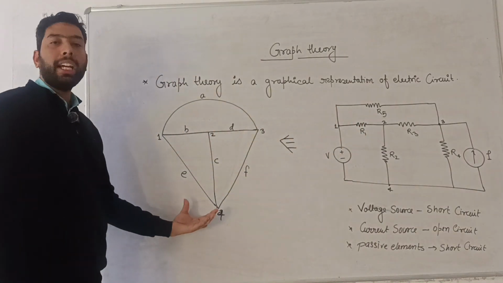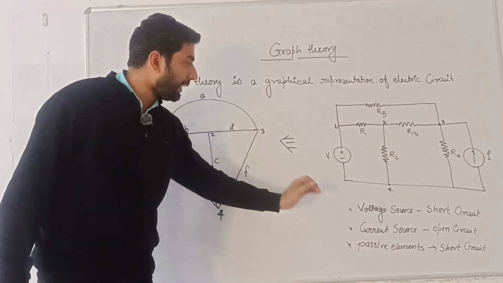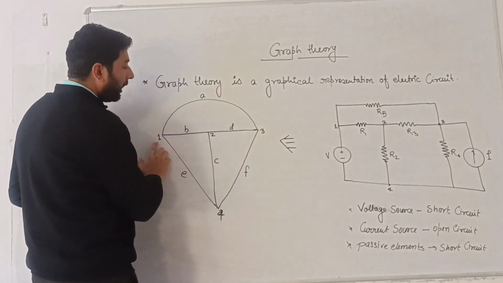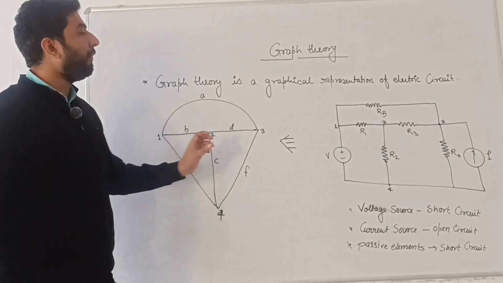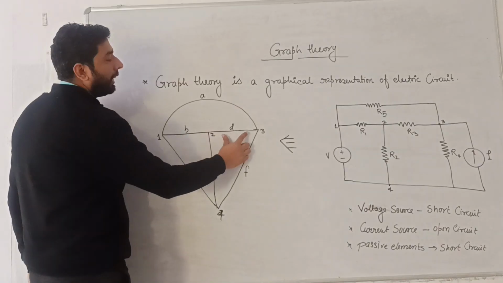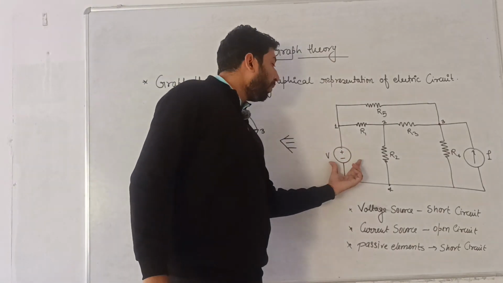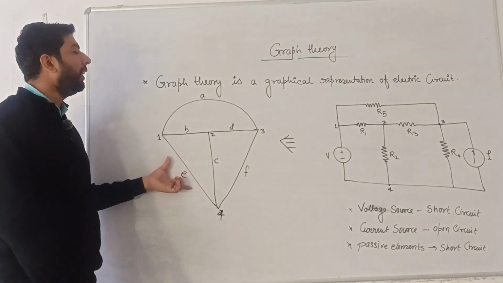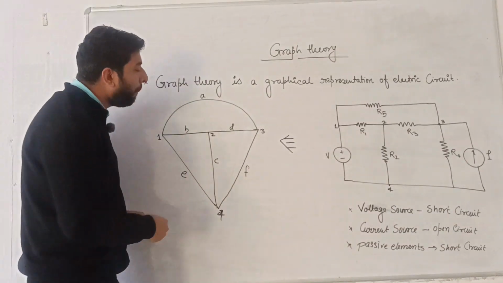This is a graphical representation of the electrical circuit using these assumptions. First, we place the first, second, third and fourth nodes. After replacing these elements with short circuits, the branches are B, D, C and F, and the voltage source branch is considered a short circuit, which is represented here as E, and the current source branch is taken as an open circuit.